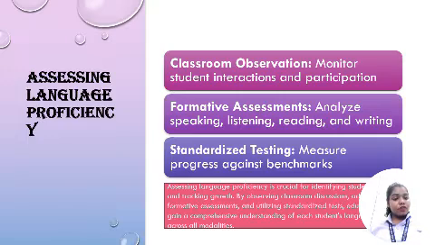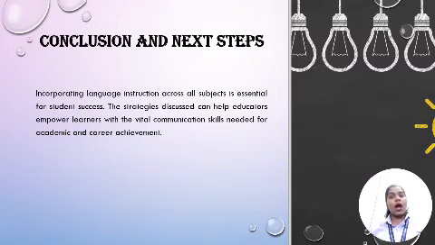Assessing language proficiency. Classroom observation is necessary because monitoring student interaction and participation in the classroom will help us assess language proficiency. Formative assessment: analyzing speaking, listening, reading, and writing skills helps us form the assessment. Next, standardized testing: we can measure the progress of a child against the benchmark. Next slide. Now we come to the conclusion.